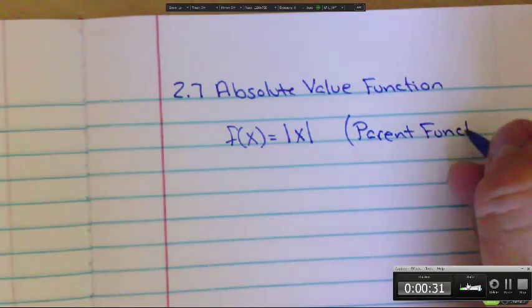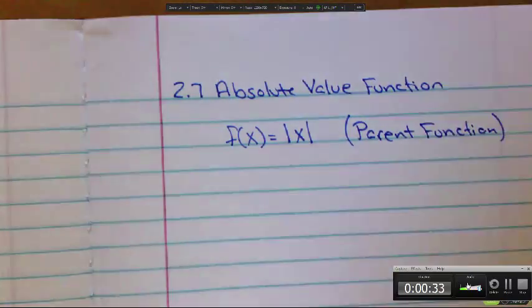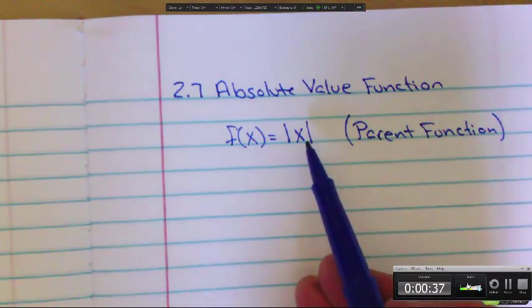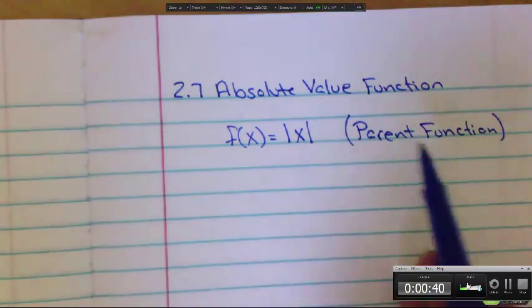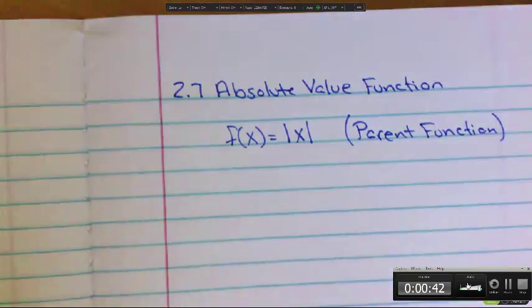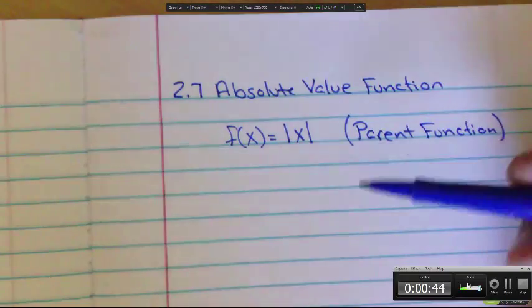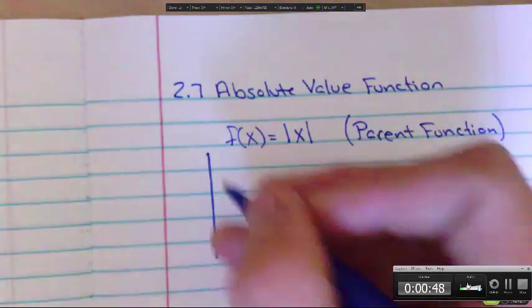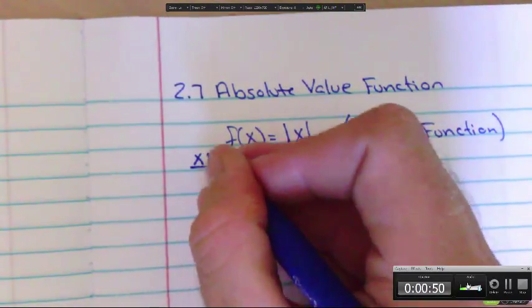This is a parent function. That means that any absolute value function, no matter how it's being manipulated, when graphed, can be obtained through manipulation of the graph of the basic function, absolute value of x. So before we get any further into the section, we want to graph what the absolute value of x looks like. So we're going to create a table of values.